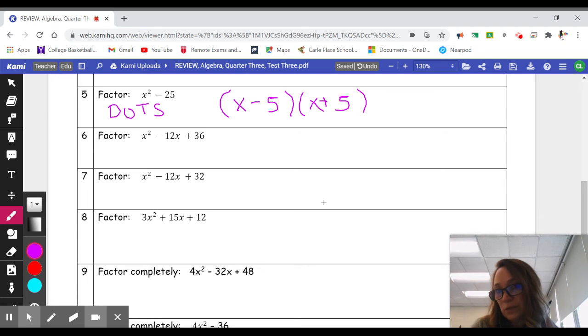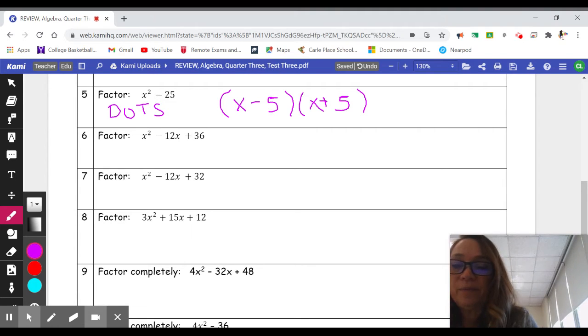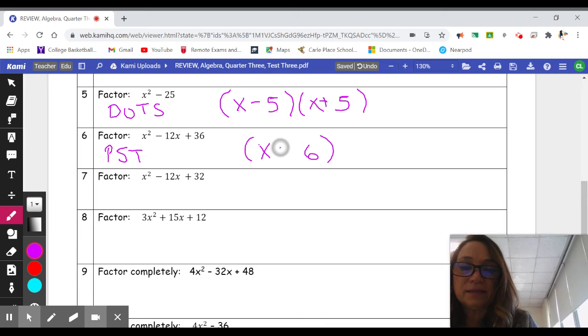Okay, so this next one. This happens to be a perfect square trinomial. So that's going to be x and 6, and the 6 is negative.